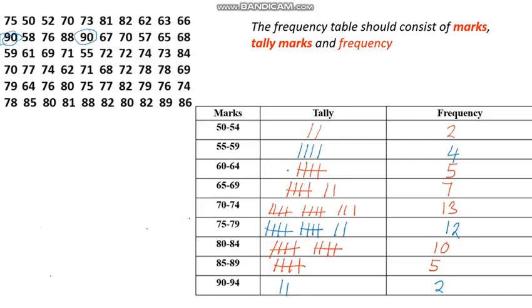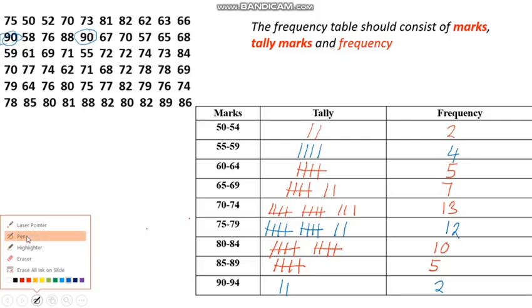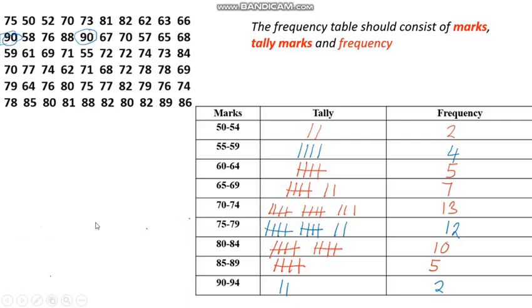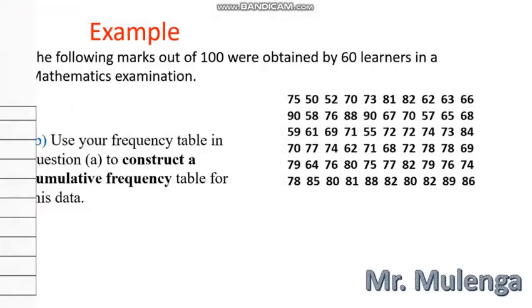So here we have answered our question. This is how you can draw the frequency table using the marks that you have been given. And this is how we can write the tally marks. So I do hope that it's clear. You have gotten something. So this is how we can answer our question 1.